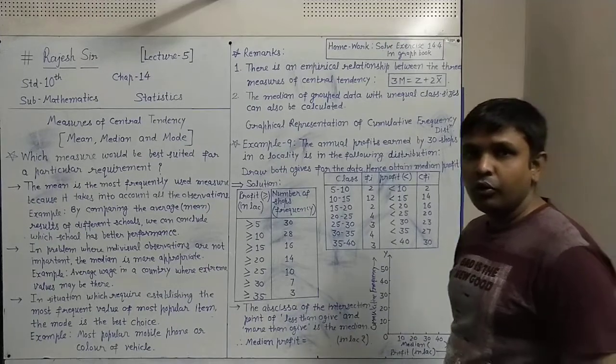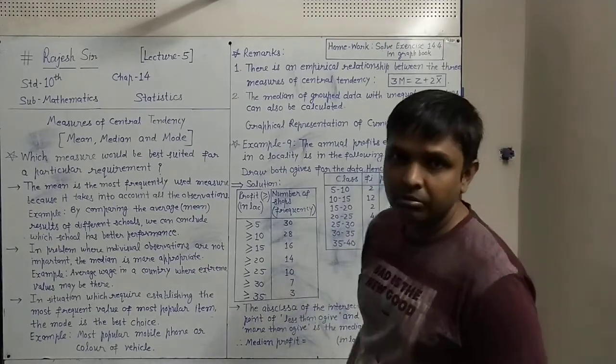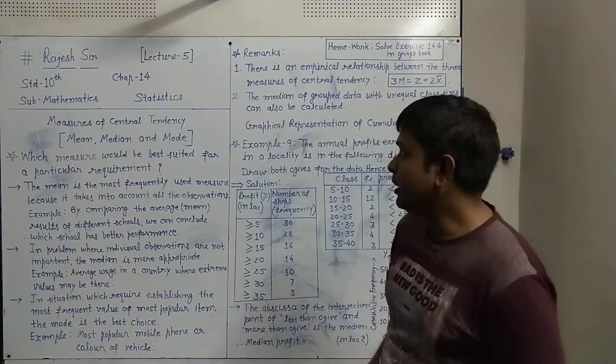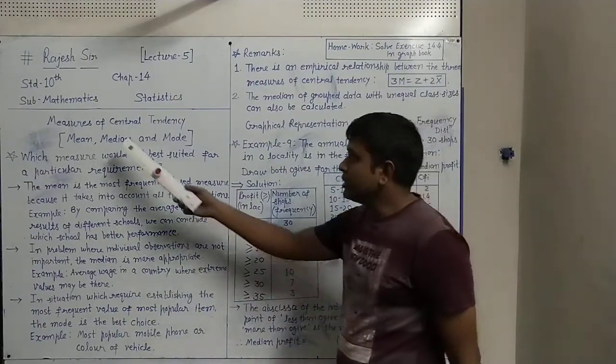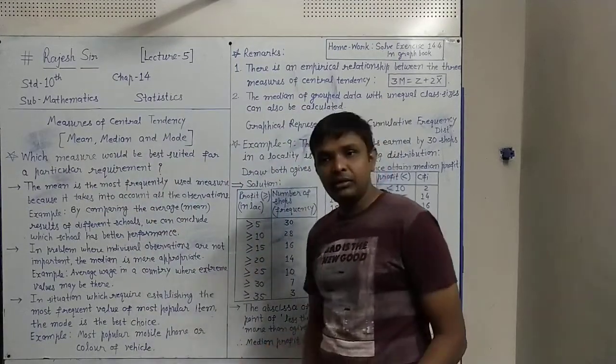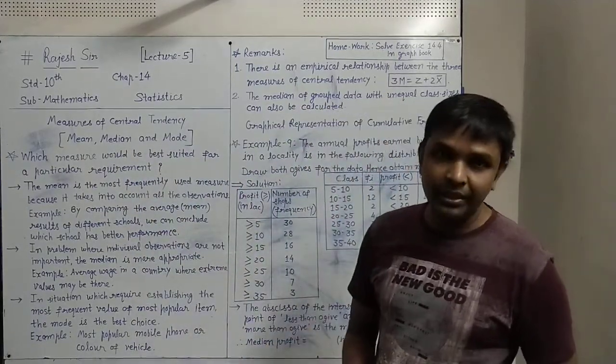Till lecture number 4, we have seen all the measures of central tendency, that is mean, median and mode. So measures of central tendency are mean, median and mode. All the three we have seen how to calculate from the given data.